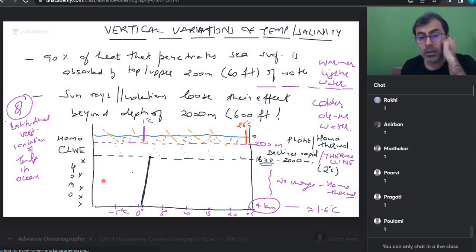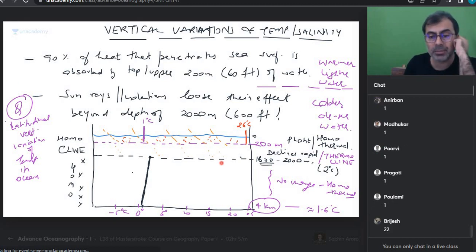True. What is the temperature at 20 degrees north? Tell me quickly. 20 degrees north. 22. So can you plot 22 also? And what is at 40? What is at 40, everyone? 14. Can you plot 14?